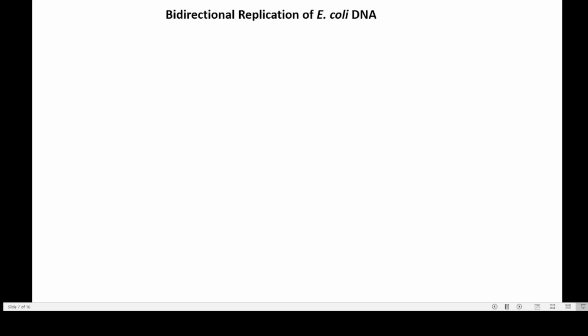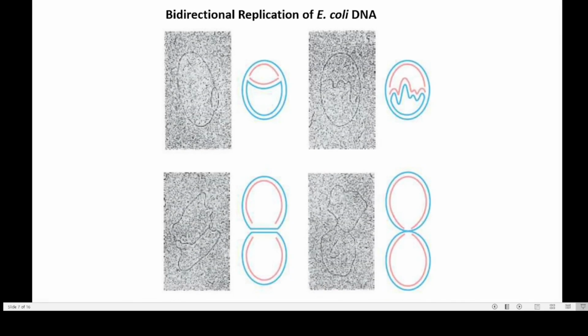Let us now move on to the next characteristic feature of DNA replication, that is bidirectional replication. In the early 1960s, John Cairns labeled replicating E. coli DNA with a radioactive DNA precursor and then subjected the labeled DNA to autoradiography. The figure on your screen shows the result. The structure is called a theta structure because of its resemblance to the Greek letter theta.